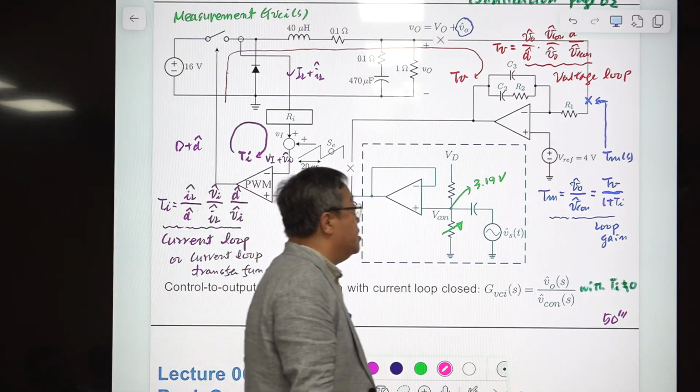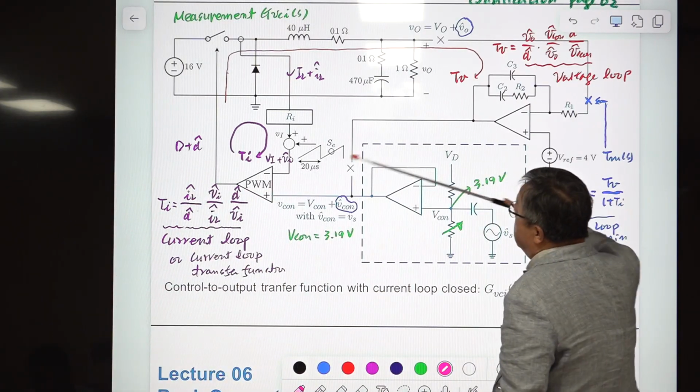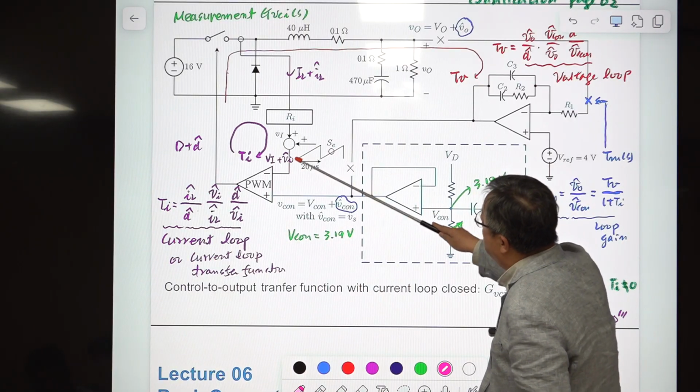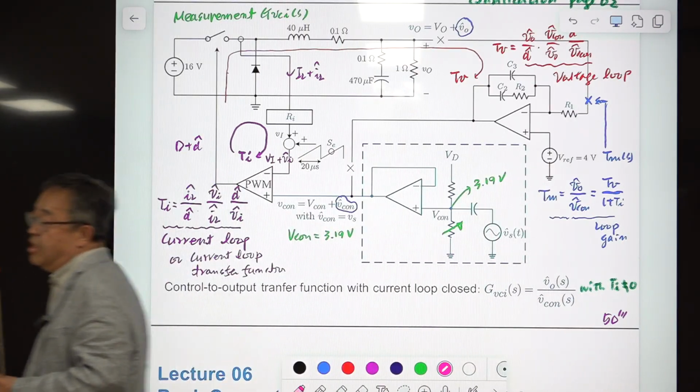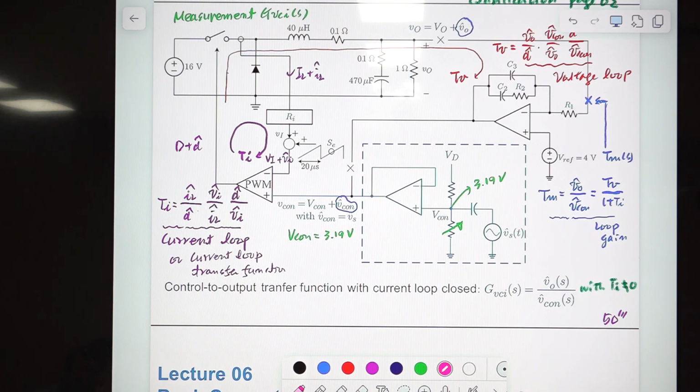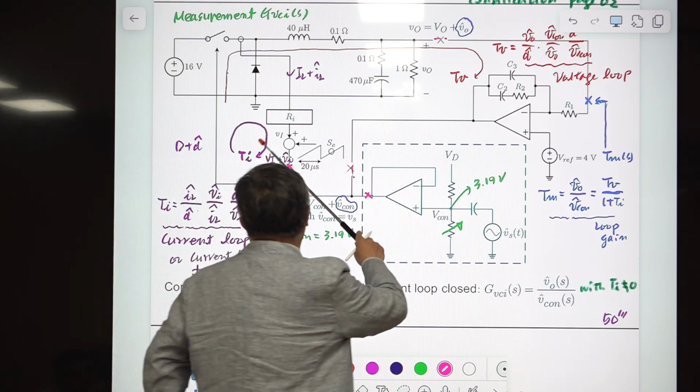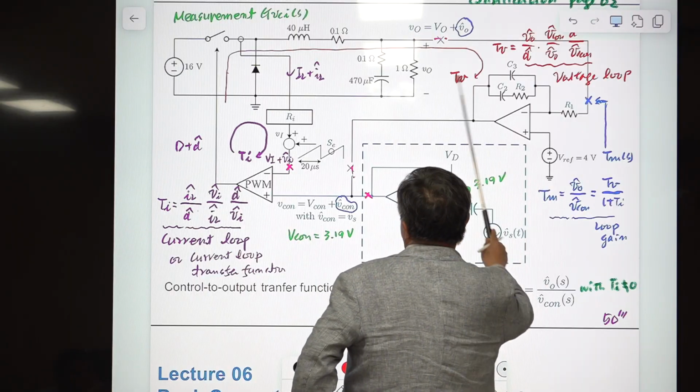Okay, think about this. Now, this is connected. No, this is disconnected. This current feedback is disconnected. And you connected here, and this one is okay. Assume this is disconnected. Then there is one loop here. This and this is the one loop.